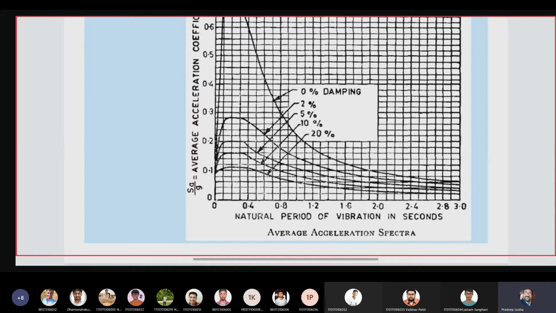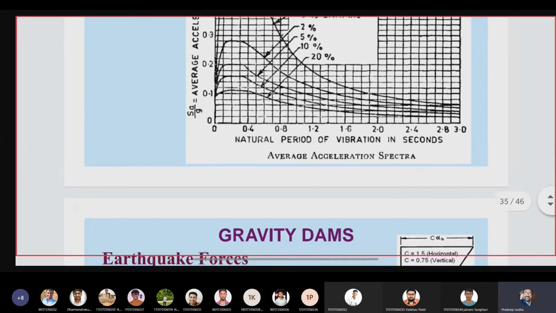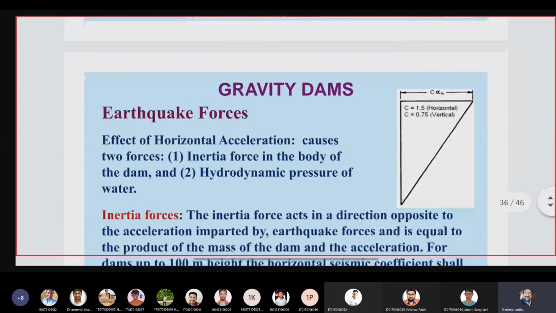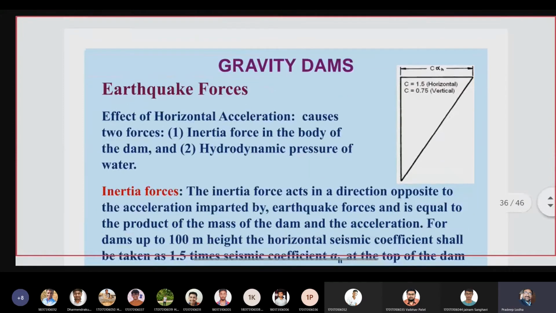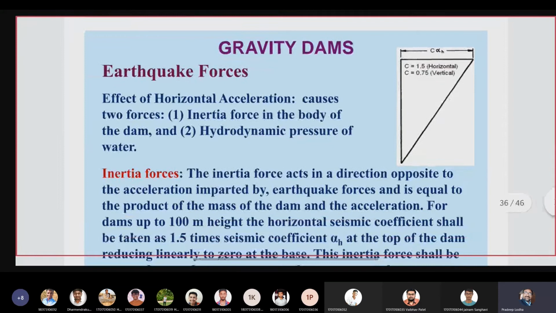So from here we calculate Sa by g and we use that in the formula. Now after calculating alpha H, how do we go ahead with the calculation of force? So let's see. The effect of horizontal acceleration causes two forces, not only one.